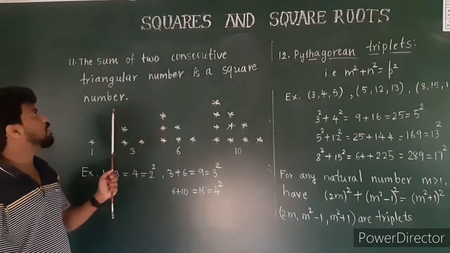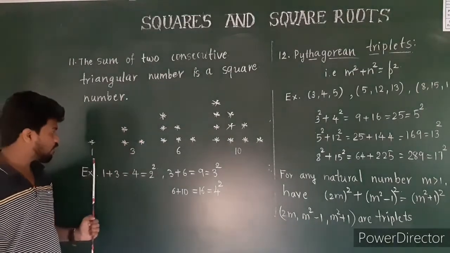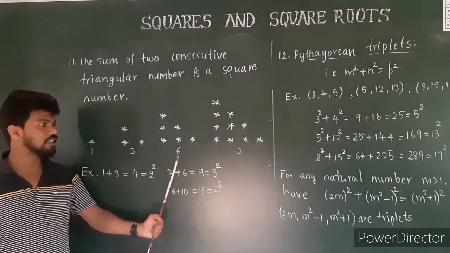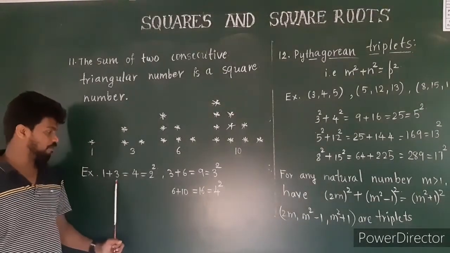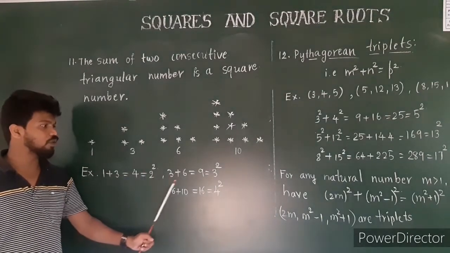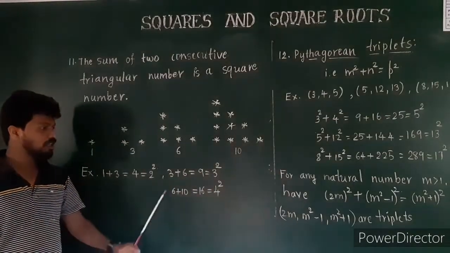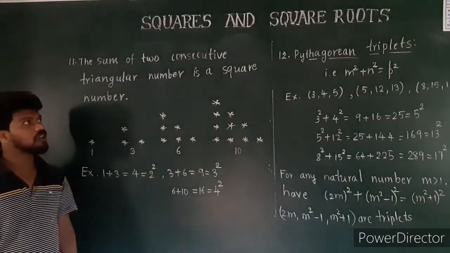The sum is a square number. In that, we have to add consecutive triangular numbers. So 1 and 3, 3 and 6, 6 and 10. This we call consecutive numbers. So 1 plus 3 is 4, that is 2 square. 3 plus 6, you get 9, that is 3 square. And 6 plus 10, you get 16, so that is 4 square.